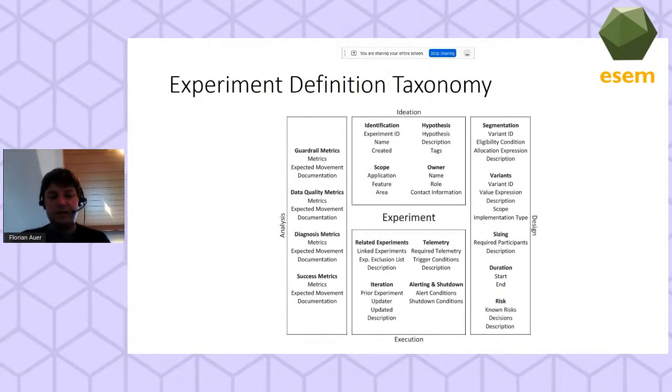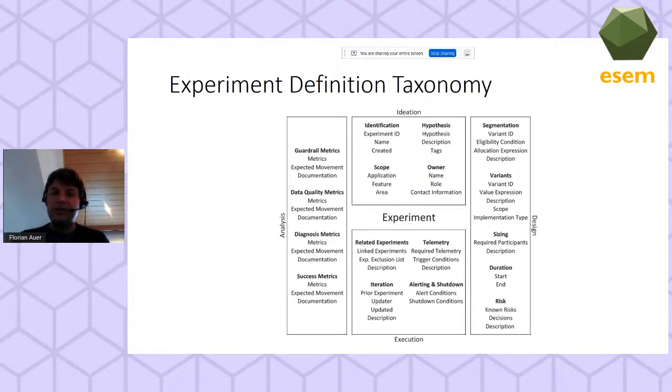Each experiment needs to be planned and every aspect of it needs to be defined. In the previous studies, we developed and used the taxonomy that describes all known characteristics and properties of an experiment. The taxonomy that you see here is based on a study of relevant literature that we did in previous research and on existing experimentation platforms that are used in practice. It consists of 17 characteristics that you can see here, and they have in total 52 properties.